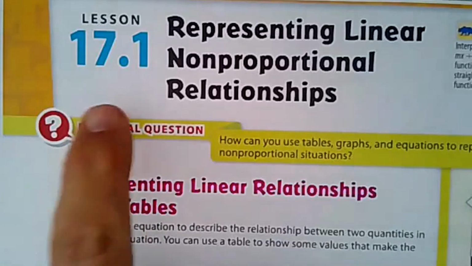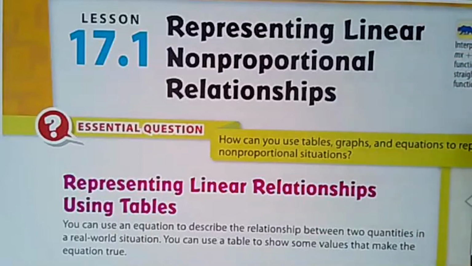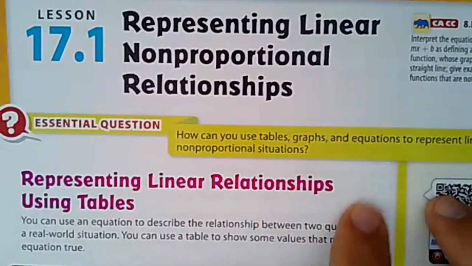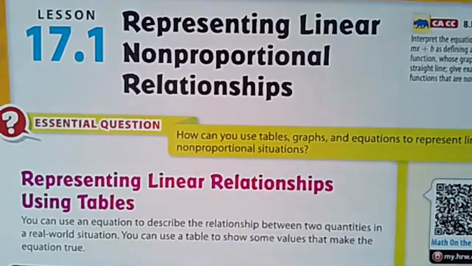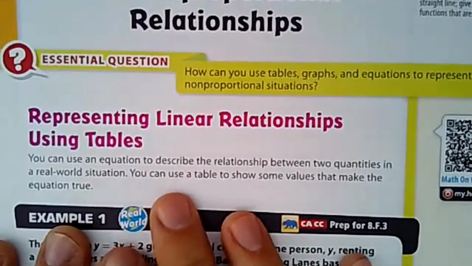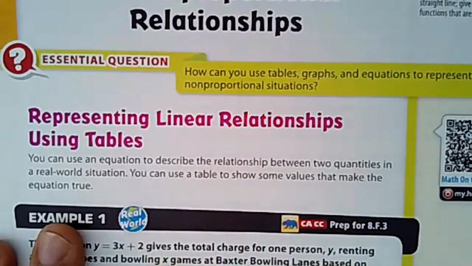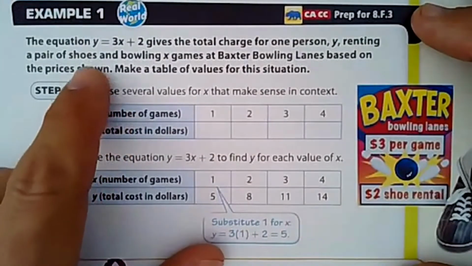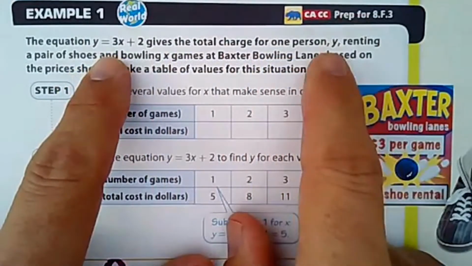Hi, and welcome to lesson 17.1, which is all about representing linear non-proportional relationships. We can use tables, graphs, and equations to represent linear non-proportional relationships. We can use an equation to describe the relationship between two quantities in a real-world situation, such as going bowling. So this equation here gives us the total charge for one person, Y.